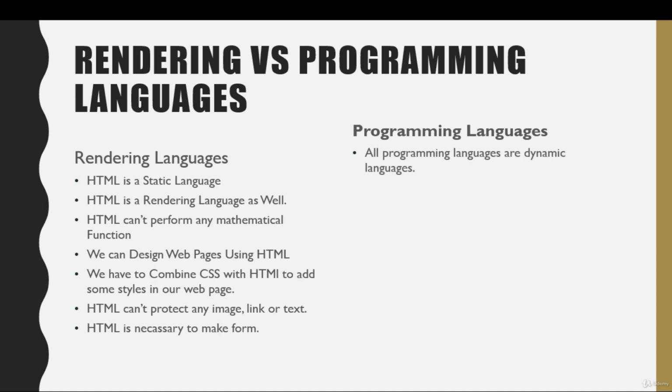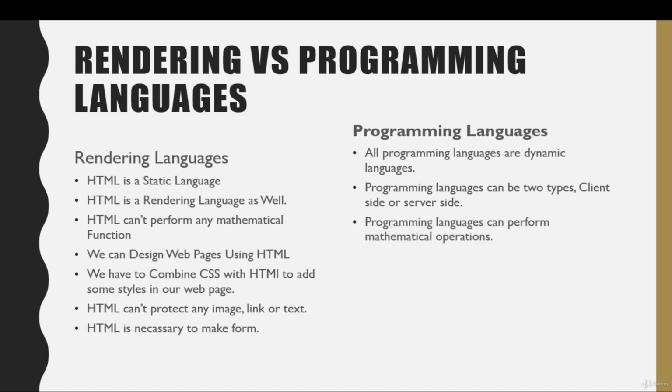All programming languages are dynamic languages. However, when you talk about JavaScript, it's not like HTML. Programming languages can be of two types: client side or server side. A client side language interacts with the client's computer, and a server side language like PHP or ASP interacts with the server. A programming language can perform mathematical operations. Unlike HTML or the rendering language, they can perform mathematical functions. For example, if you put 2 plus 2, a programming language gives us the result 4. Unlike that, if you put 2 plus 2 in HTML, you will get 2 plus 2, not 4.